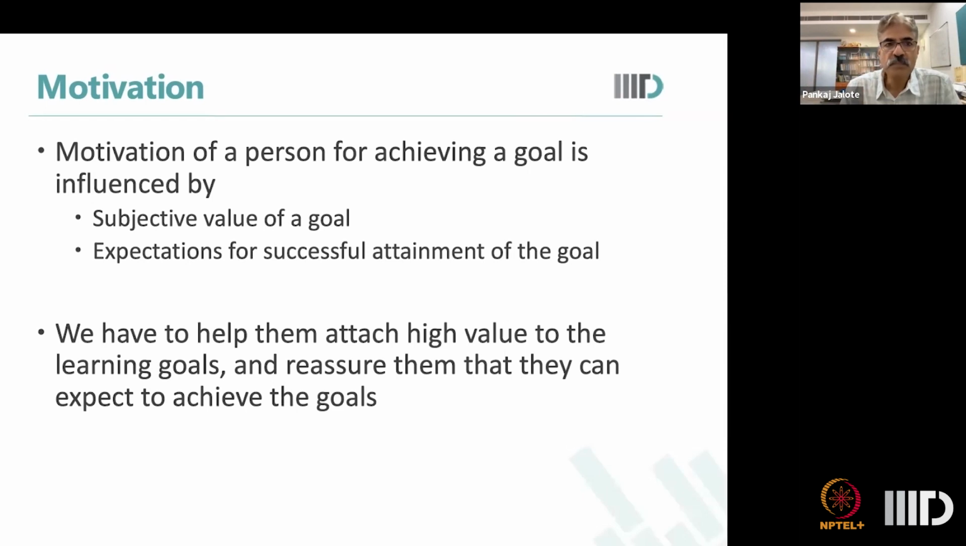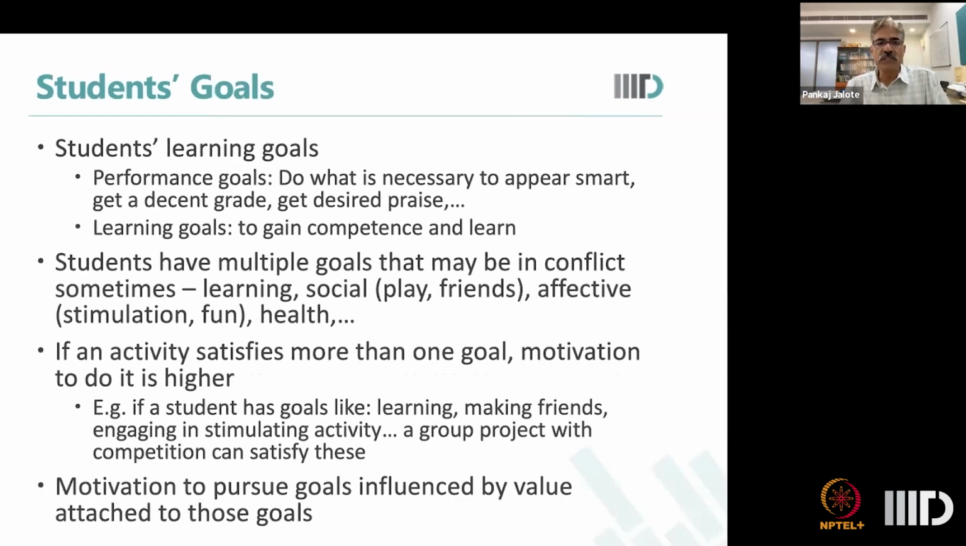We know that the students' goals, typically, are first and foremost around performance goals. They do what is necessary to appear smart in class, get a decent grade, get praise, whatever CGPA, whatever is performance oriented. They also have learning goals. They want to gain competence in programming, in hacking, in doing something, in building a system. They like the confidence that comes with those skills.